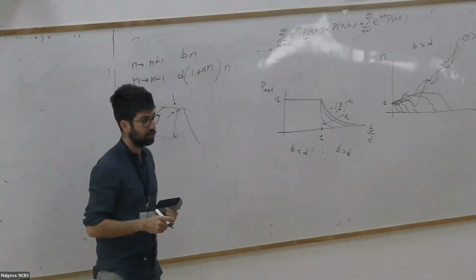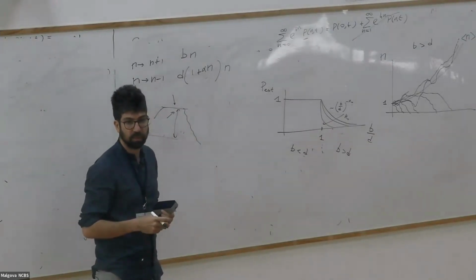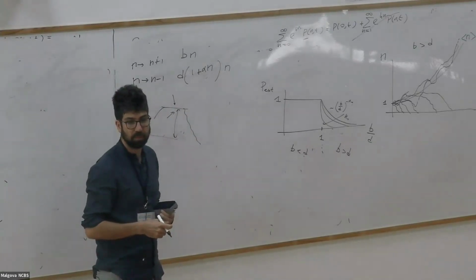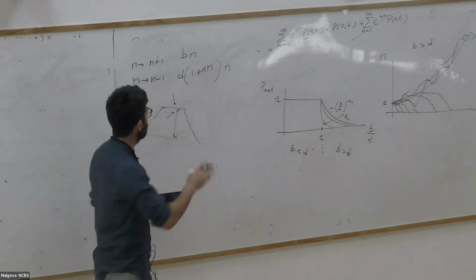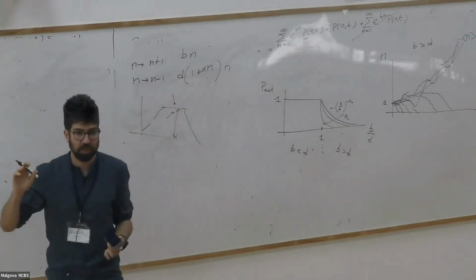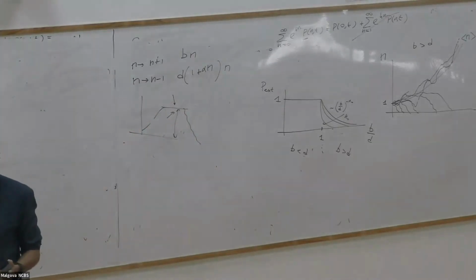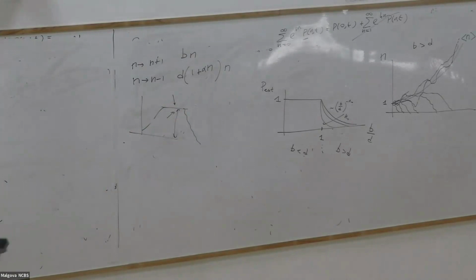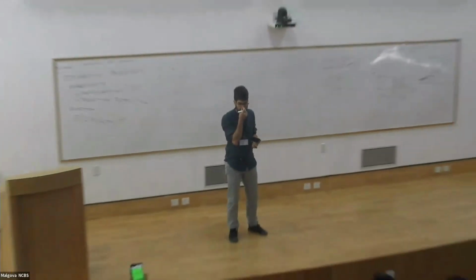Okay. Other questions? Yes. Well, in this case, you can imagine that you start from some initial condition with 1 individual, 100, whatever you want. Okay, it is your choice in some sense.